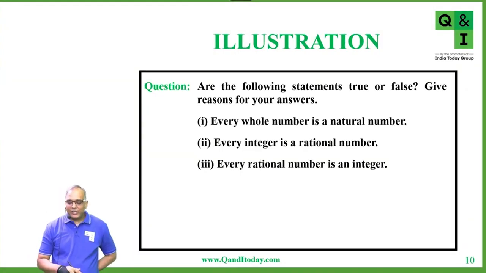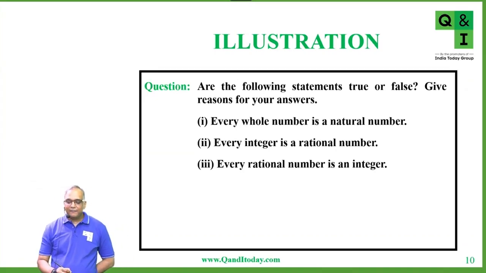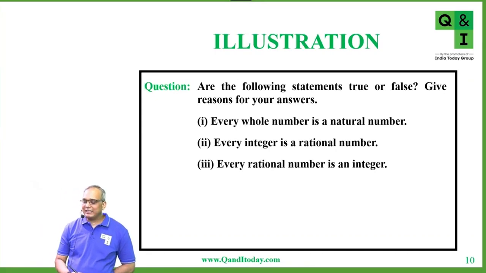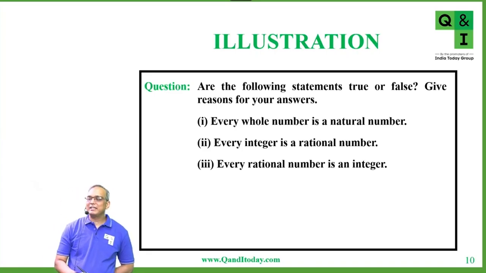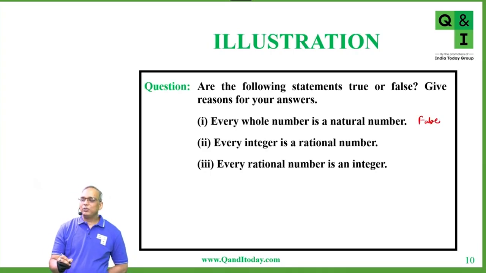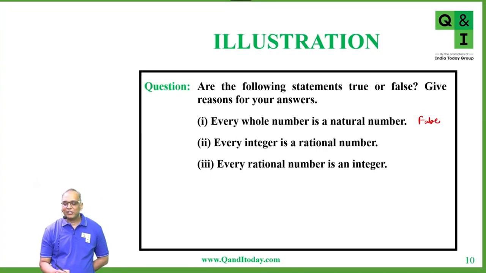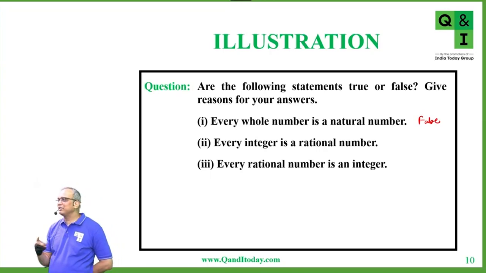So are the following statements true or false? Give reason for your answer. First is every whole number is a natural number. This is false, right? Because every whole number cannot be a natural number. 0 is a whole number, but 0 is not a natural number. So every whole number is not a natural number.